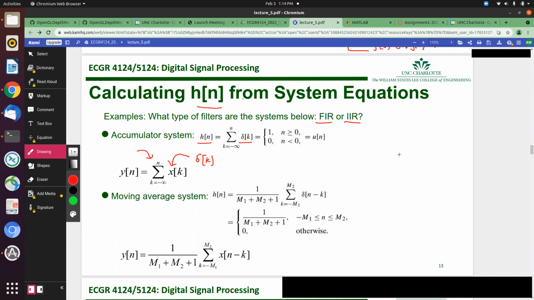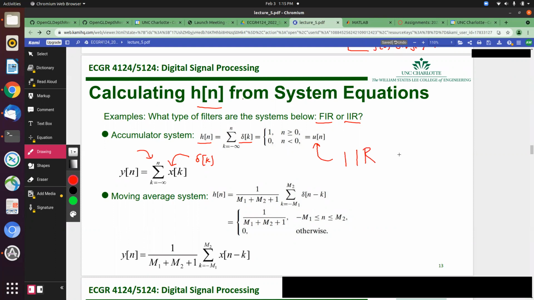Okay, so let's go back to the question. Is the impulse response infinite or finite? This is infinite because in fact, this impulse response is actually u of n. u of n has an infinite number of non-zero values. So this is an IIR filter.